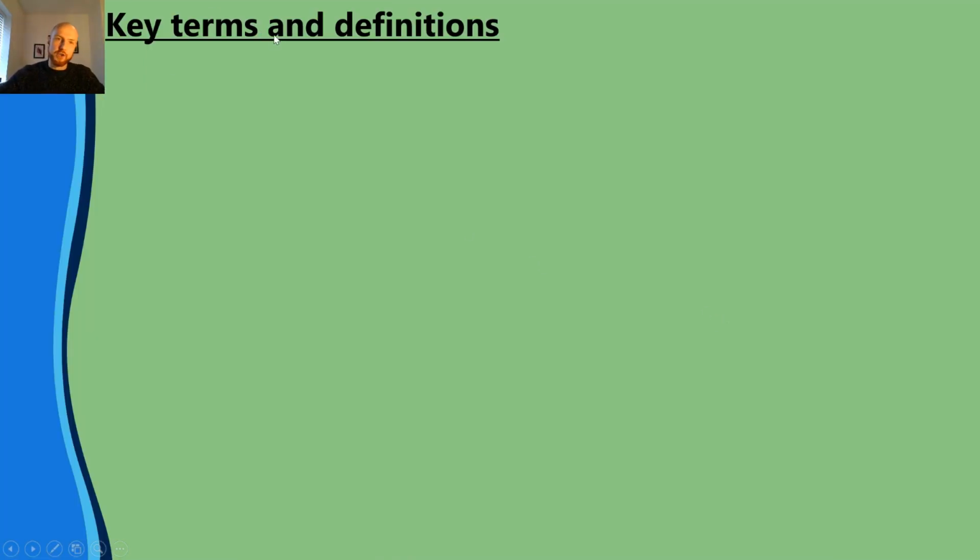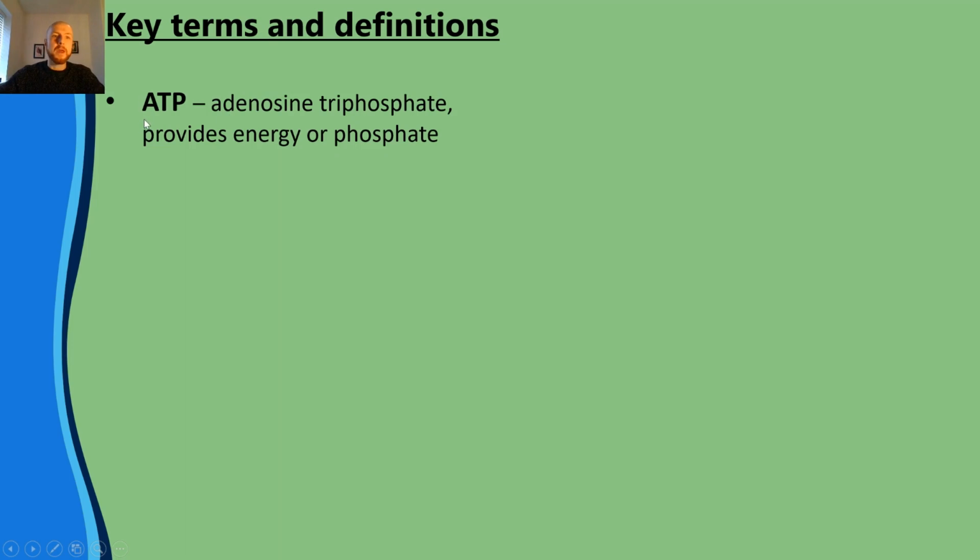So, key definitions to go through next of all. Number 1, we've got ATP, which stands for adenosine triphosphate, and that's the molecule that provides energy. Or it can provide phosphate, because sticking a phosphate on a molecule can sometimes make it more reactive.